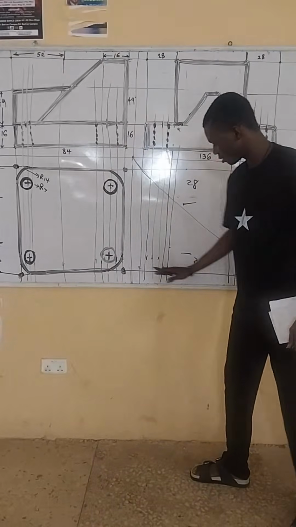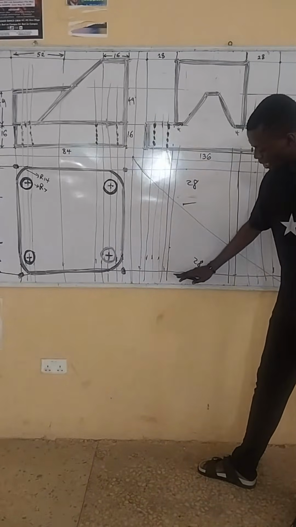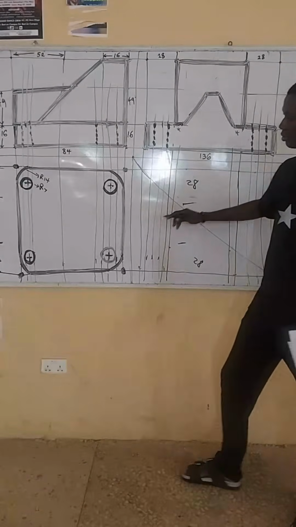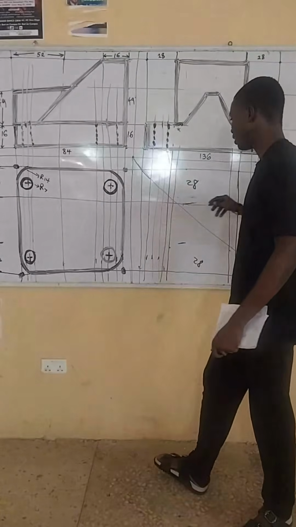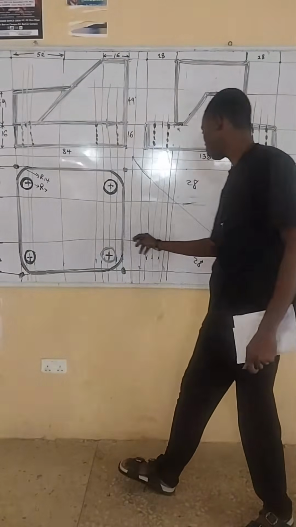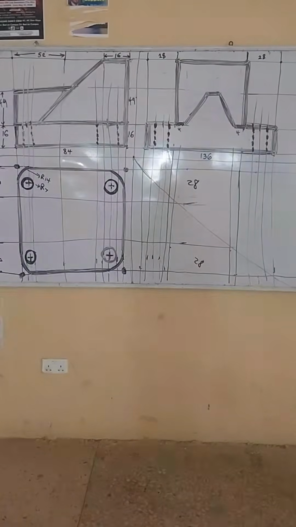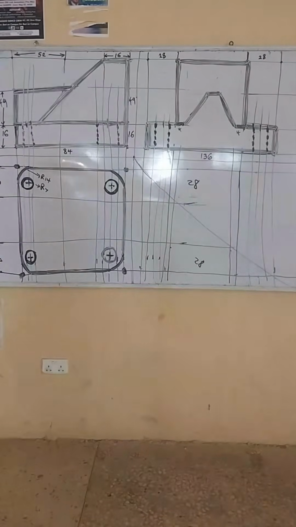From where it starts, and from this line also, do the same thing: from any point here, up, from any point here, down. Join the two together as a straight line. That's 2.8, 2.8. Up, down, up, down. 2.8, 2.8.